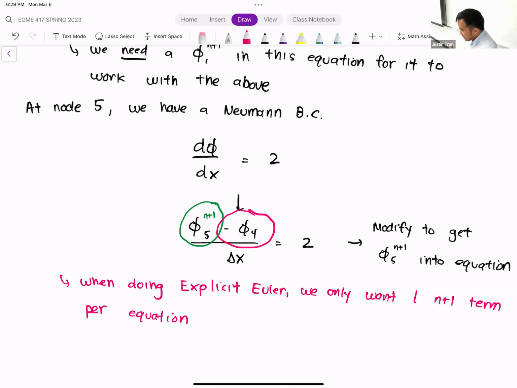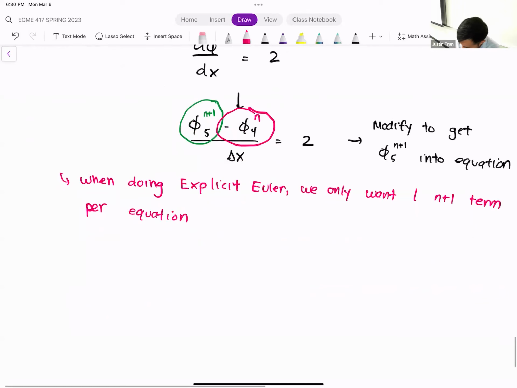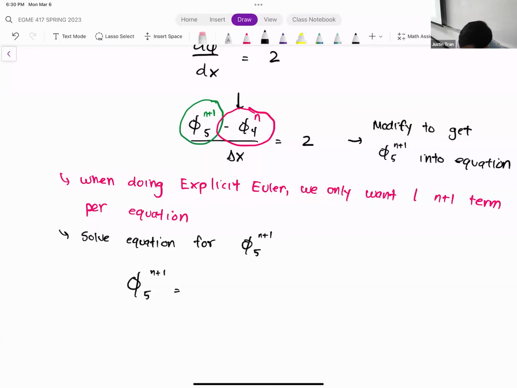The good news is that because this boundary condition is valid at all times, we have a bit of freedom in terms of how we select the time index. Okay. And so it's going to look a little bit wonky, but basically what I'm going to do is for the phi 4 value, which is the non-interesting value here, okay, I'm going to assign a time index of n. Okay. So now that we've assigned these time indices, let's solve the equation for phi 5 n plus 1. Okay. So we have phi 5 n plus 1 is equal to 2 delta x plus phi 4 at n.